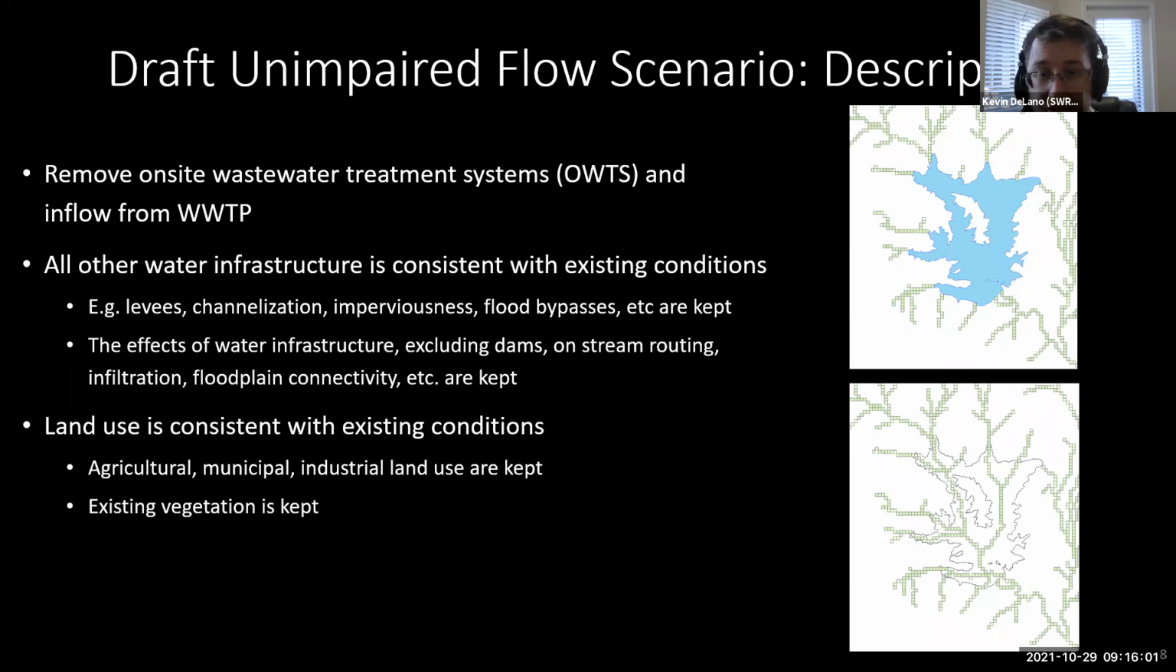So that's the description of the unimpaired flow scenario. We have run this scenario already, and we published some preliminary draft results back in August with our preliminary draft groundwater surface water model. But we want to give you all the opportunity to comment on the methodology, and we can change it before we release the next version of the results. So does anyone have any questions?